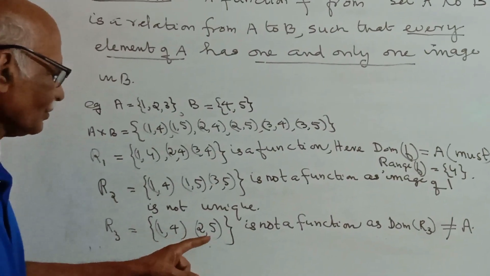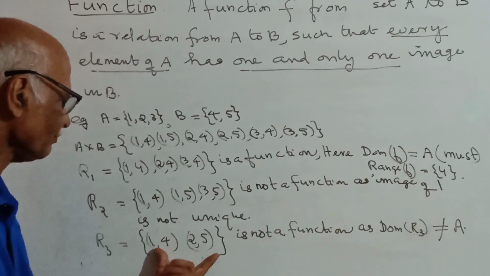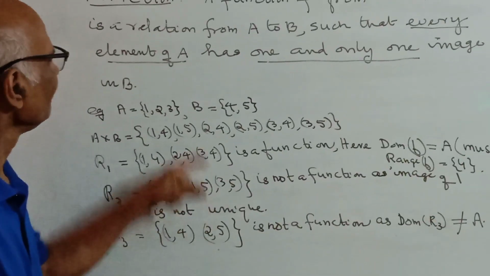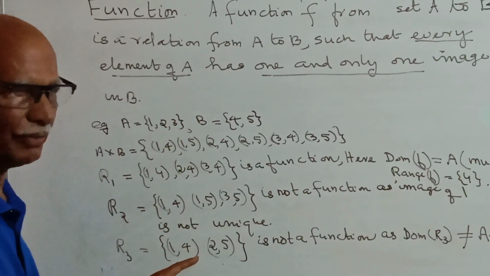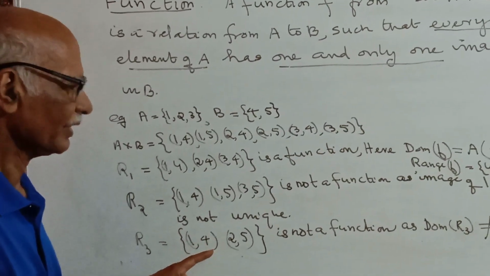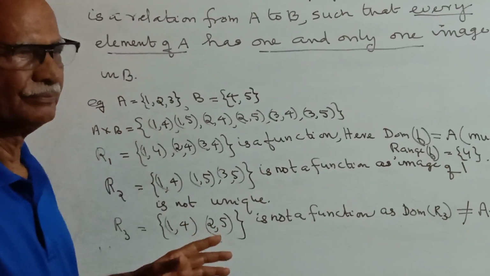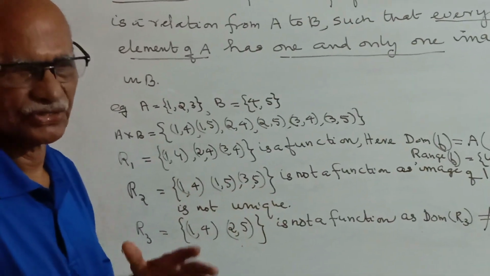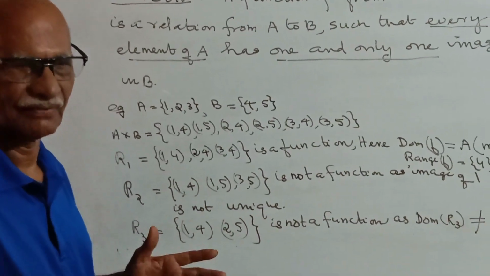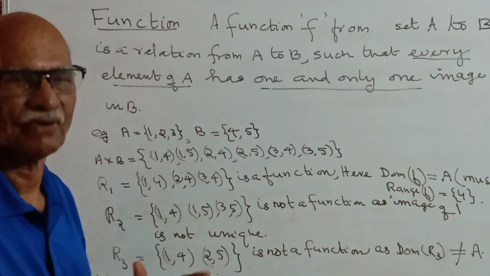R3: (1,4), (2,5) is not a function because the domain of this is only {1, 2}. We require 1, 2, 3 to be the domain. So there is no 3 represented here. That means this is not a function. So we observe one important idea: a relation can become a function only under condition. Therefore, the number of relations will be more than the number of functions.